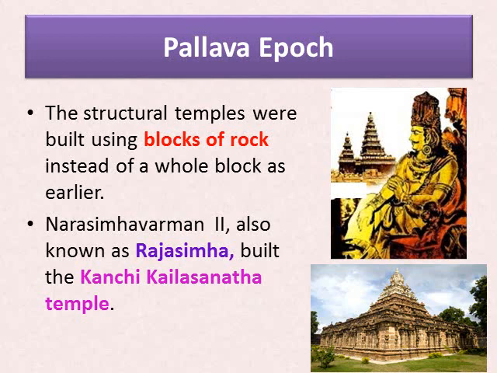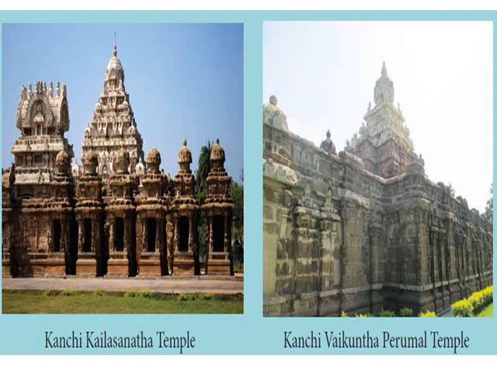Narasimhavarman II, also known as Rajasimha, built the Kanchi Kailasanatha temple. He is the one who built the Kanchi Kailasanatha temple. It was Narasimhavarman II. Dear children, what you see in the picture is the Kanchi Kailasanatha temple, which is the oldest structural temple in Kanchipuram. It is a Hindu temple in the Dravidian architecture style dedicated to Lord Shiva.